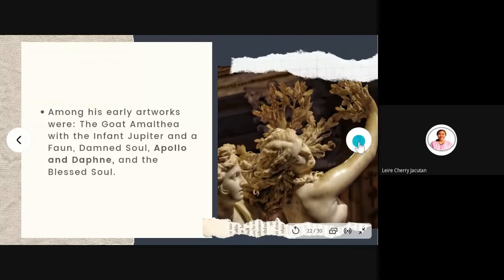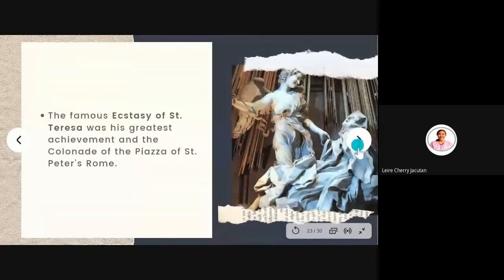And then aside from Apollo and Daphne, isa sa mga sikat na gawa niya is yung famous Ecstasy of Saint Teresa. Ito yung sinasabi ko na hindi sapat yung sculpture lang mismo, kinakailangan may mga background. Ayan. So, it is obviously seen dun sa Ecstasy of Saint Teresa. This was his greatest achievement and the colonnade of Piazza of Saint Peter's Rome. So, yan lang yan sa mga gawa niya.